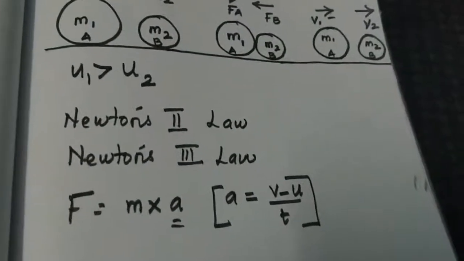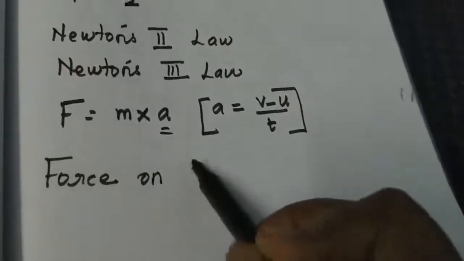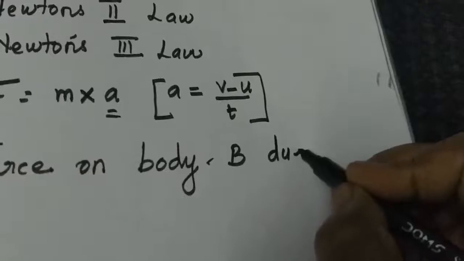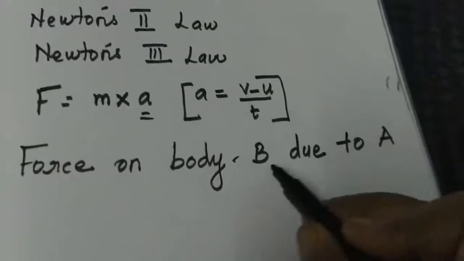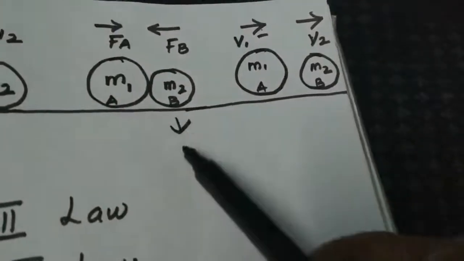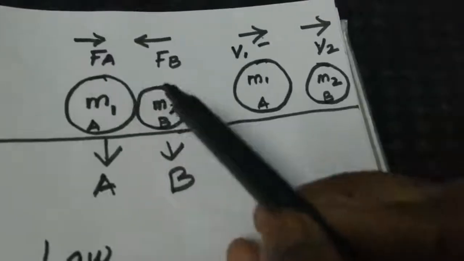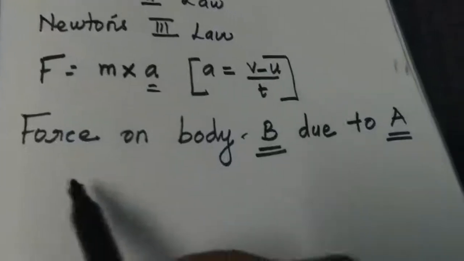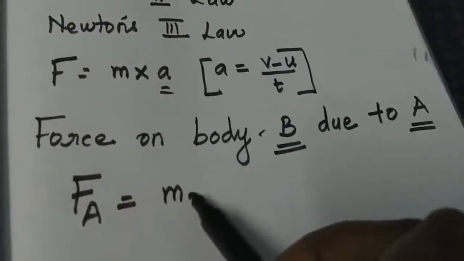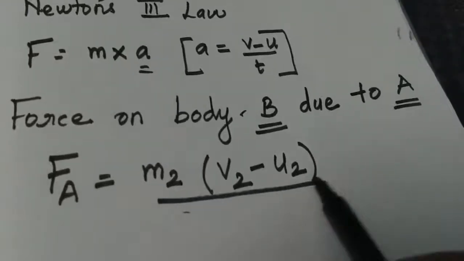Let us come to our equation. The force on body B due to A. In this picture, this is body B and this is body A. So for the force on body B due to A, we write Fa equal to m2 into v2 minus u2 divided by t.